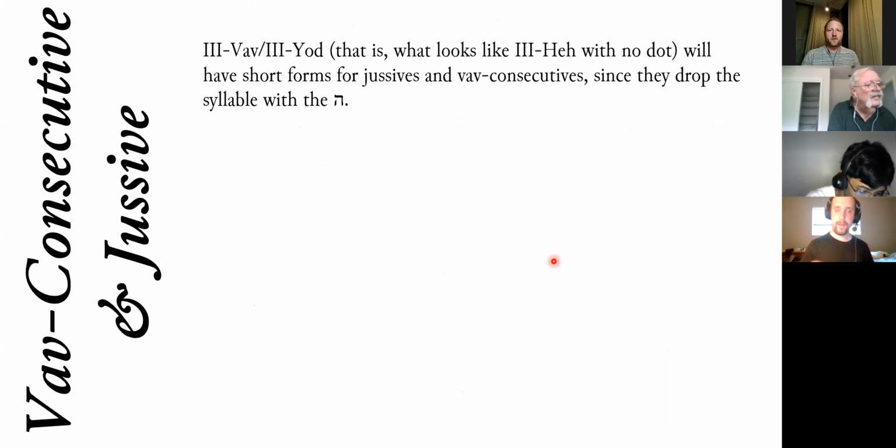All right, so third vav or third yod, which we call III-Heh, will have short forms for Josephs and vav consecutives because they drop the syllable with the hey, generally. Doesn't have to be. There can be short form or long form imperatives. We don't need to memorize them. As long as you know the short form, when you see the long form, it will make sense.